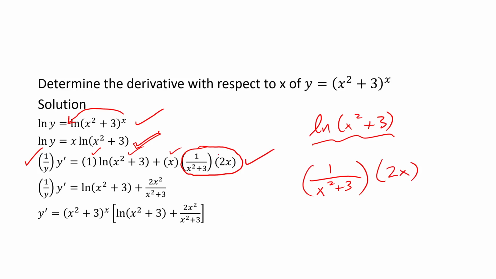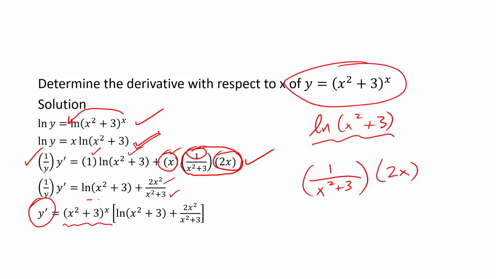Then in the next line, we can multiply the 2x times the x times the 1, and our numerator is 2x squared. Our denominator is x squared plus 3. And now in the last line, we can multiply left side and right side both by y. When we do that, we get y prime on the left, and on the right, we get the original expression for y times the expression on the right that we had a moment ago.